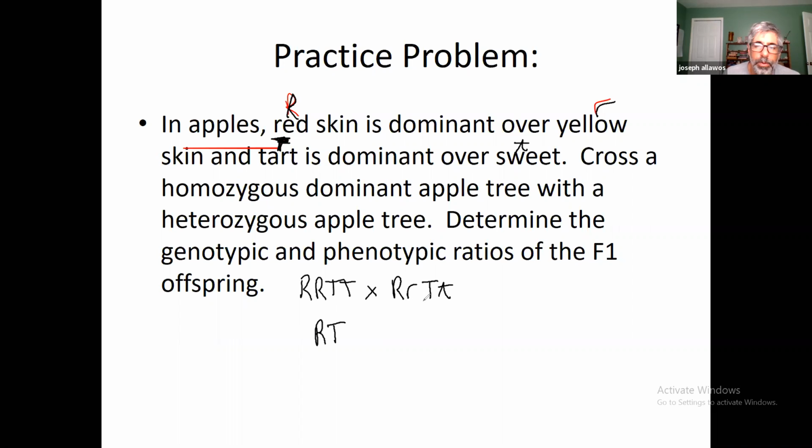Here though, we have some options. We could get a big R and a big T. We could get a big R and a little t. We could get a little r and a big T. Or we could get a little r and a little t. Now, I like this problem. And I like it because it demonstrates that your box doesn't have to be square. We have one gamete from one parent and 4 from another. Okay, so check out what our box looks like.